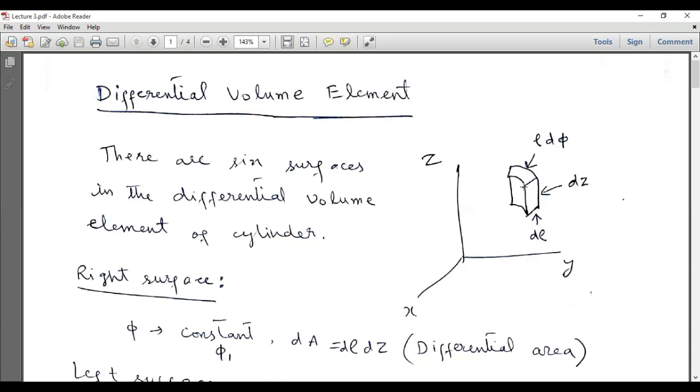This is a common expression for the arc length, and the length of this arc will be equal to rho d phi. So the total area will be rho d phi multiplied by dz, and similarly for this it will be rho d phi multiplied by dz. But for the inner surface, rho will be equal to rho 1, and for the inner surface rho 1 will be smaller. For the outer surface, rho 2 will be greater than rho 1, and clearly the area of the outer surface is also greater than the area of the inner surface.